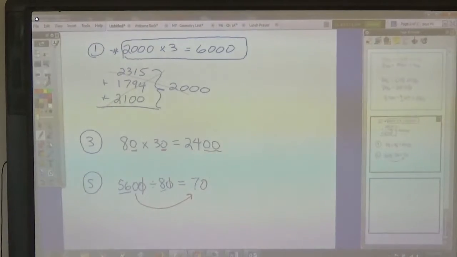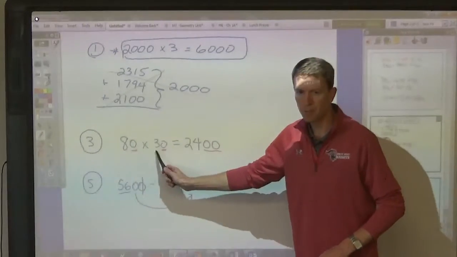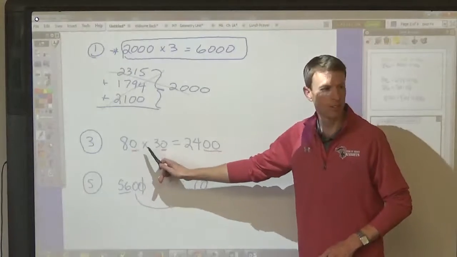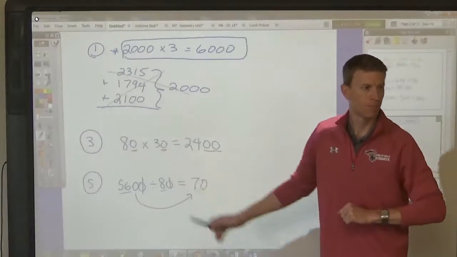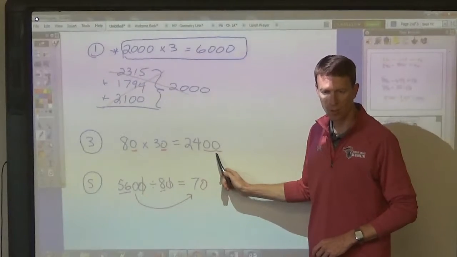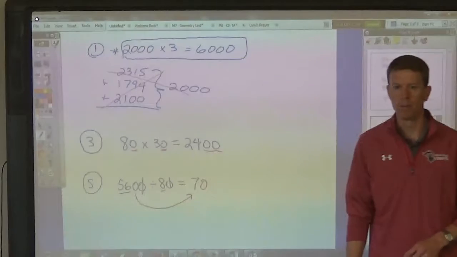Number 3, what are we asked to do? 80 times 30. So multiply the digits first. 8 times 3 is 24. How many zeros are in the problem? 2 zeros, so put the 2 zeros into the answer. 2,400. Number 5 is a division problem.